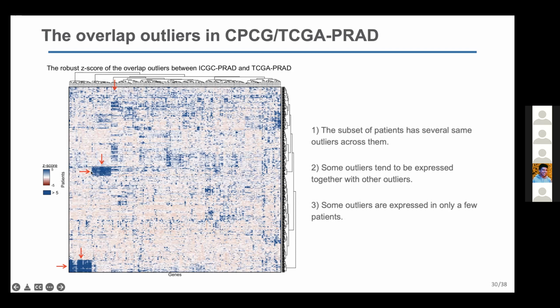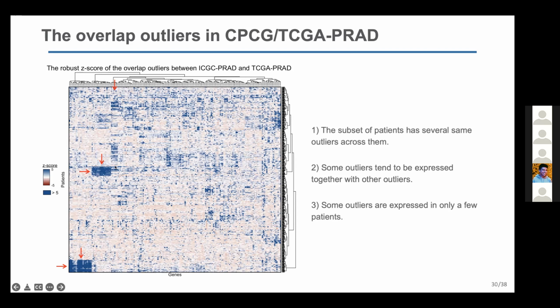So I will investigate whether this group of patients has some specific characteristics, like a longer or shorter survival rate, or whether they affect metastasis or recurrence, and also want to look at these co-amplified outliers.